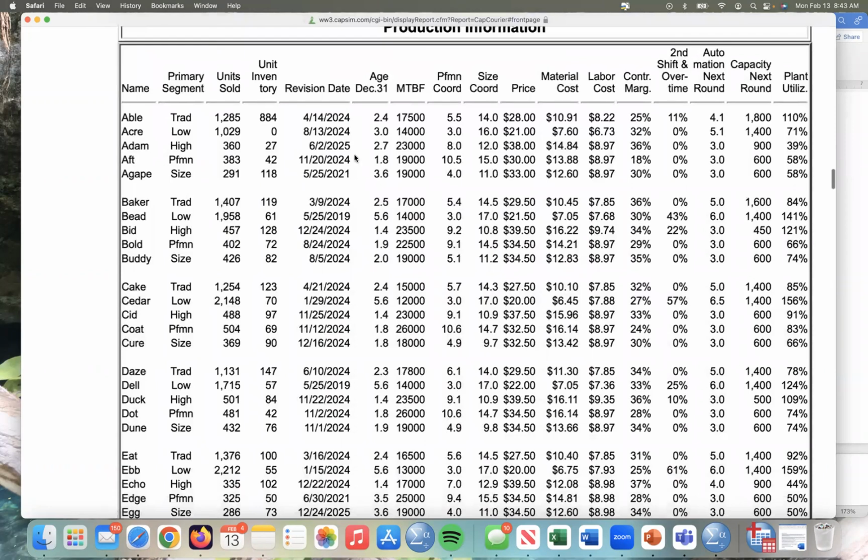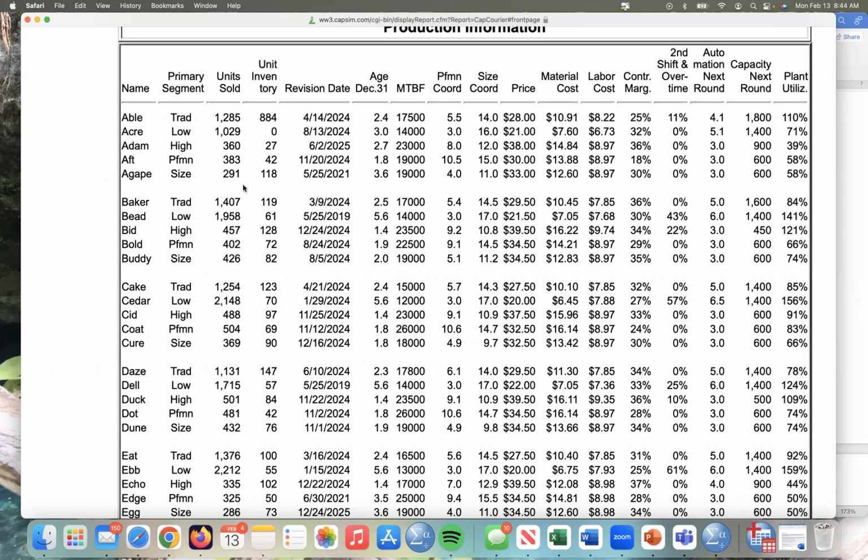So looking at all of my products, my Able, the flagship product, which is in the traditional segment, sold the most, but we had a forecasting error. We way over forecasted. We were way too optimistic in our marketing forecast of Able. Conversely, we under forecast with Acre. How do I know that? Well, the unit inventory left over is 0, which means we most likely ran out of stock. We might have run out of stock in these other two, in these niche products, Adam and Aft, because the unit inventory is so low there. So we'll take a look at that.